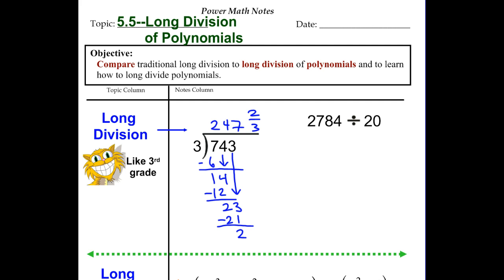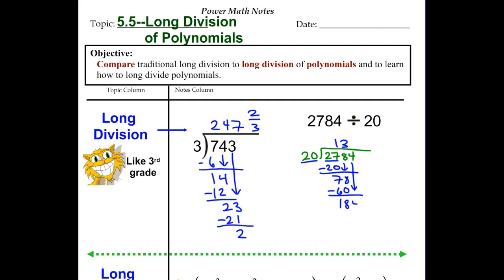Going back to our 3rd grade, the way we write this is 20 divided into 2,784. So 2,784 divided by 20. Now we have 2 pieces looking at that. How many 20's go into 27? 1. So we subtract 20, bring down the 7, bring down the 8. How many go into that? Well, we're left with 3. So we subtract 60, and we're left with 18.